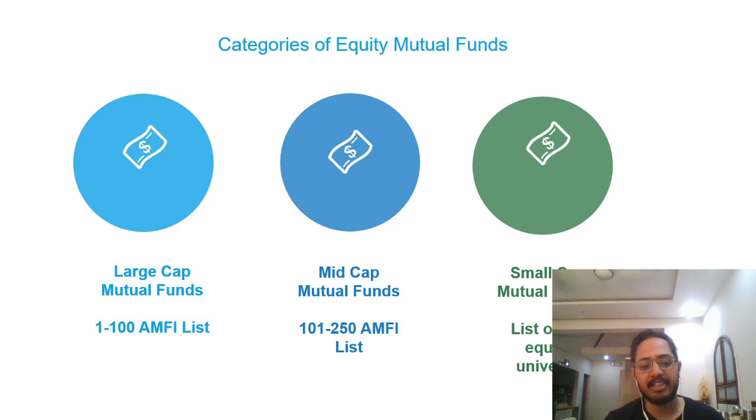Basically, a large cap company is a company with a market capitalization of more than 25,000 crores. A mid cap company is one which falls within the range of 5,000 crores to 25,000 crores. And any company having a market capitalization of less than 5,000 crores will be categorized as a small cap company. Now let's go ahead.